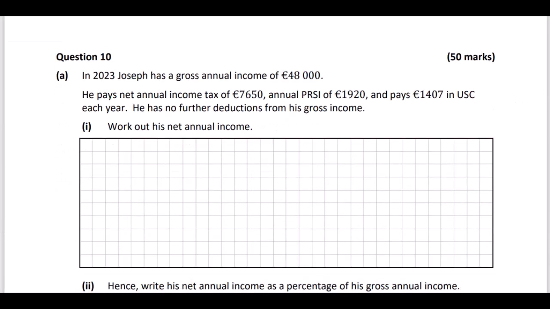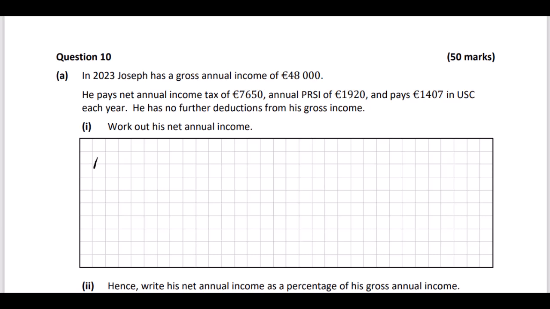In 2023, Joseph had a gross annual income of 48,000. He pays net annual income tax of 7,650, annual PRSI of 1,920 euros, and pays 1,407 euros in USC each year. He has no further deductions from his gross income. Work out his net annual income.